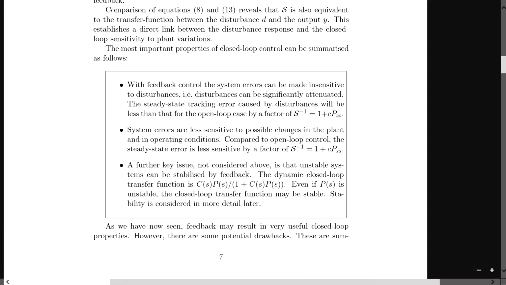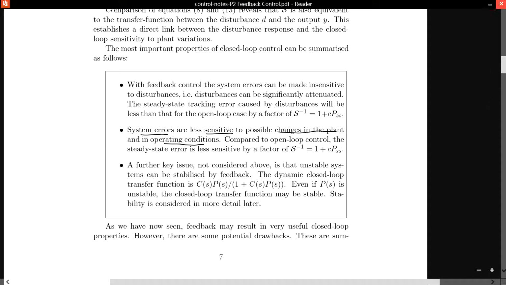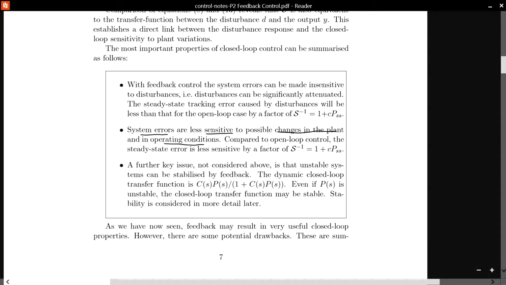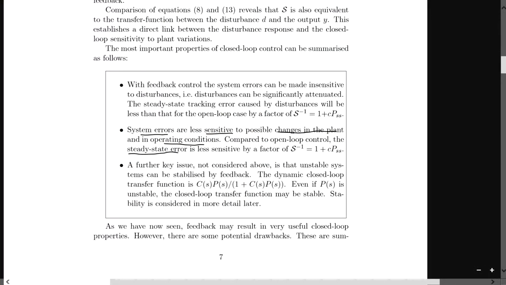And also the next one is that system errors are less sensitive to the changes in the plant and the operating conditions. So it's just the opposite: just now it was highly sensitive, now it is less sensitive. So you just simply write that, and then you can explain, stating that the steady state error is less sensitive by a factor of 1+CP at steady state. I don't know what it means. Alright, 1+CP is simply the distance from -1 to your Nyquist plot.